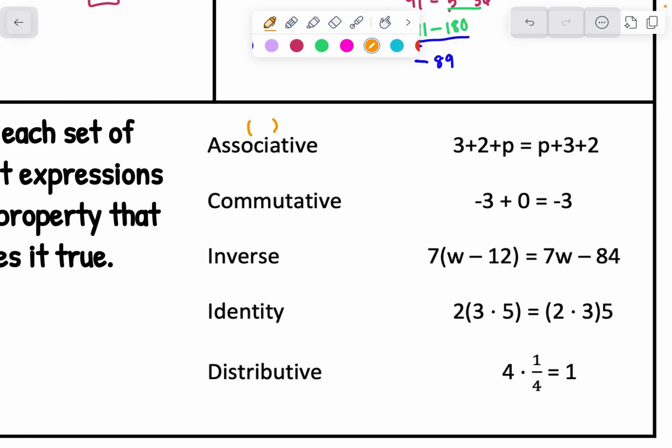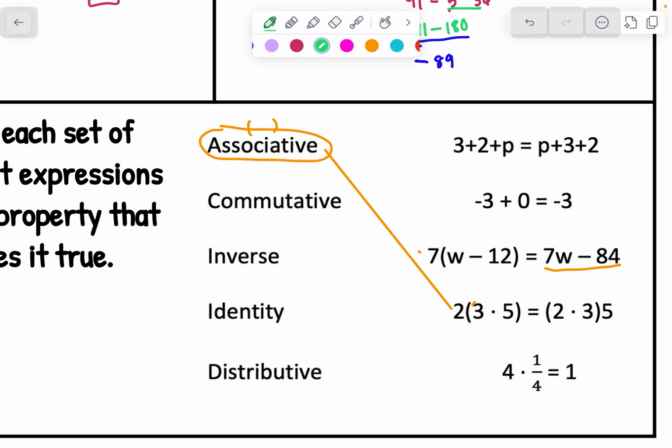Oh, I see parentheses in this third one. Let me see. Is it associating different numbers together? Well, not really, because on the second expression, it took away the parentheses, so it can't be that one. Let's look at the fourth one. Well, the first one did 3 times 5 in the parentheses, and then it looks like it associated different numbers together. So associative goes with this one right here.